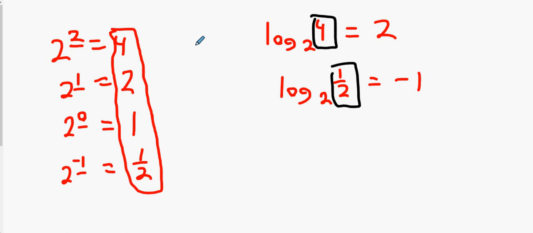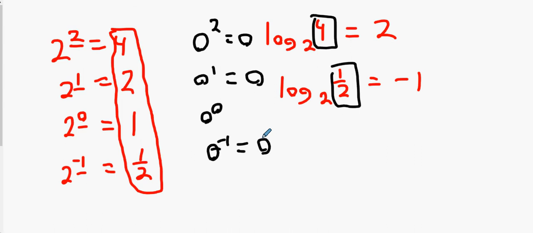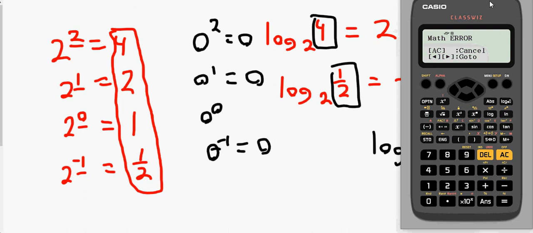And if I did powers of 0, 0 squared, 0 to the power 1, 0 to the power 0, 0 to the power minus 1, it doesn't make sense because there's no power series, is there? That's why we're never allowed to have log 0 to any base. Doesn't matter what the base is, you're not allowed to have log 0. It's undefined. Your calculator will tell you that. Log 0 is a maths error. The log of any negative number is a maths error as well. Logs have to be of positive numbers.